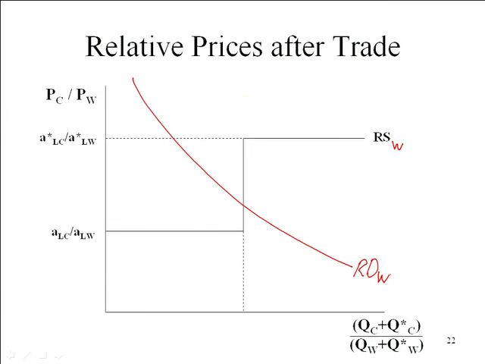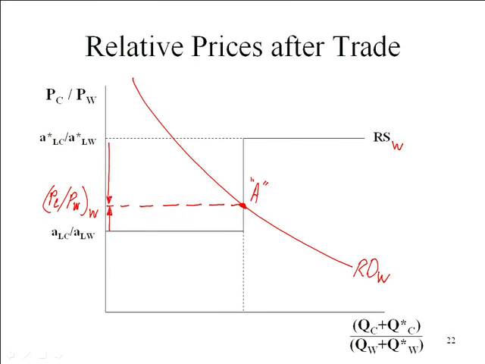So there are several things to note. Once we open it up to international trade, our world equilibrium is at point A. Several things have happened here. One is the relative price of cloth has risen in Portugal, and the relative price of cloth has fallen in England.